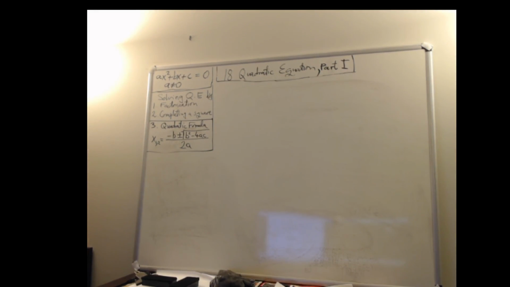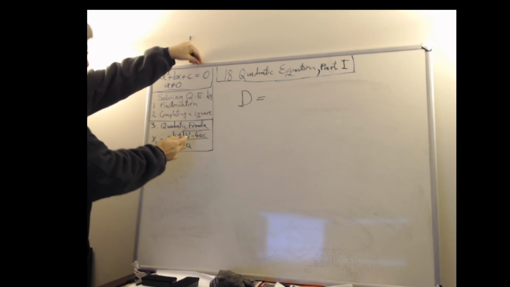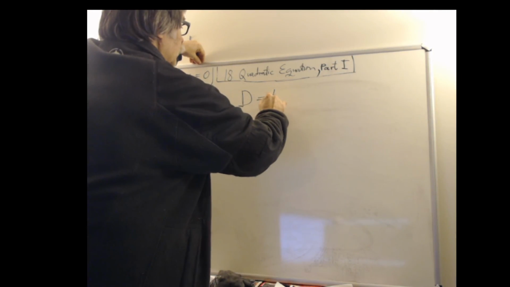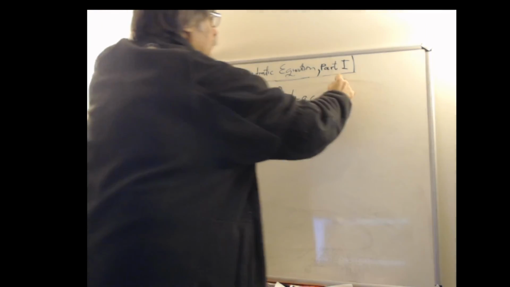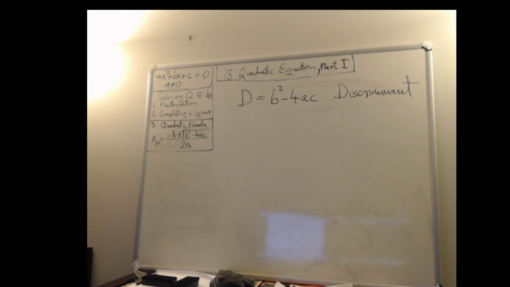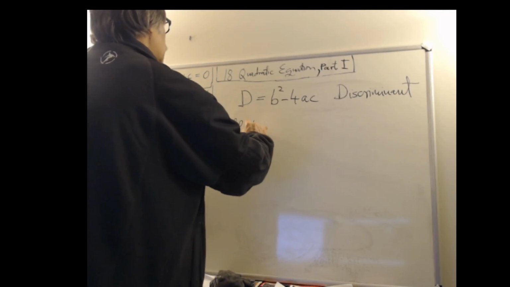Okay, well, more about the quadratic formula. We have something special here, this radical, and we call this radicand, b squared minus 4ac. We call it the discriminant. That's why I label it D. So you have three things that could happen here with the discriminant. The discriminant could be bigger than 0.